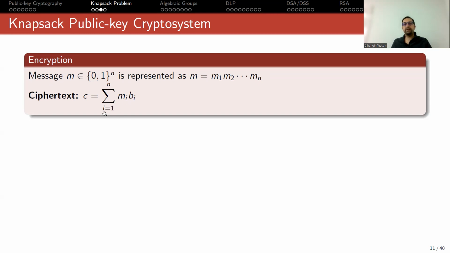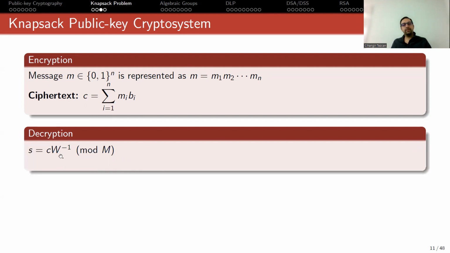BI times MIs, and all of them are summed together. Recall that BI was the public key, MI is your message, so the person who is going to encrypt it doesn't need anything else, okay? So the decrypting person will multiply C, the ciphertext that is received, with W inverse modulo M, and obtain S. And then solve the super increasing knapsack with having the AIs and S.